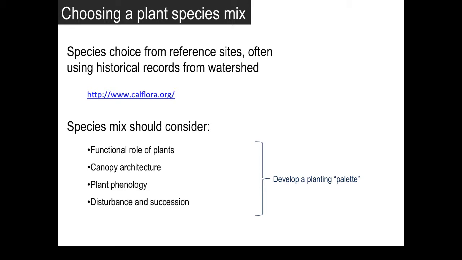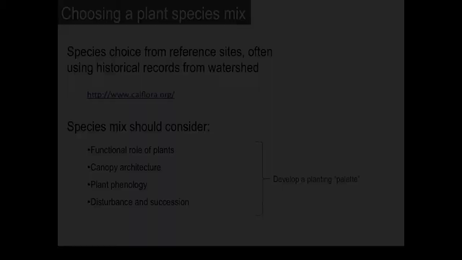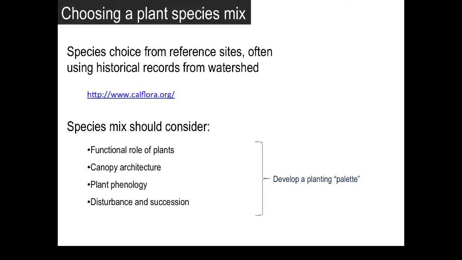And we looked at the Consortia of California Herbaria. These are herbarium records that you can search and actually find out if a plant has been historically located or is even currently located in the watershed. And so increasingly, resource agencies are requiring that restoration plans not only use species from the county, but increasingly that there are records from the actual watershed where the project is located.